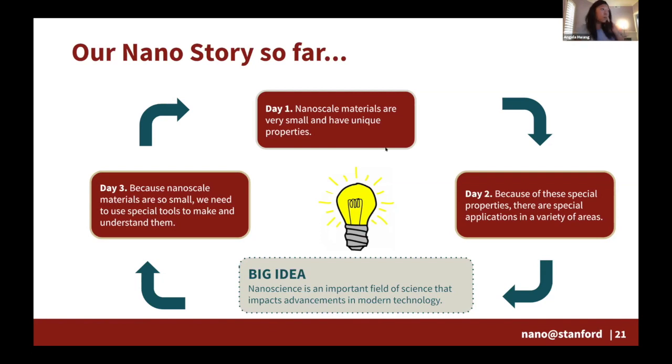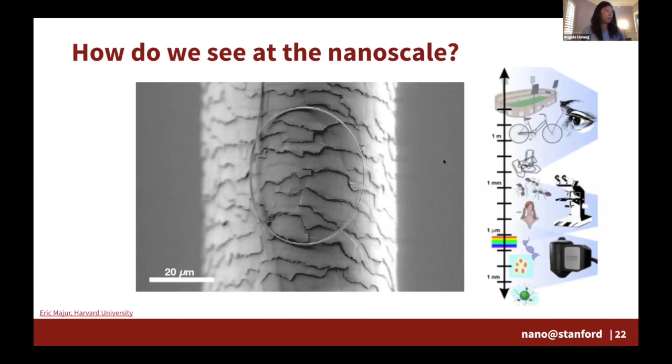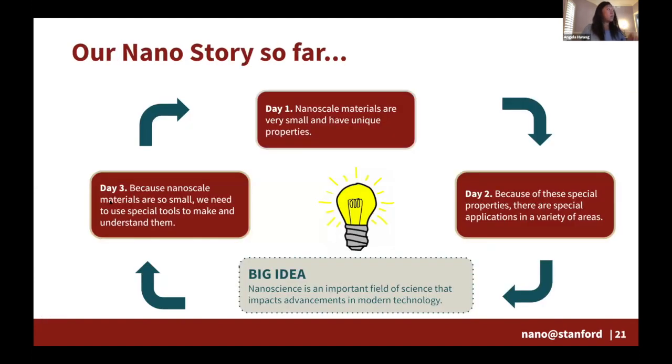Okay. Welcome back, everyone. So yeah, back to our nano story so far, which is here, right? So again, today we're focusing on day 3. So we need all these special tools to make and see things. So yesterday we kind of went through these model activities on how to make stuff.